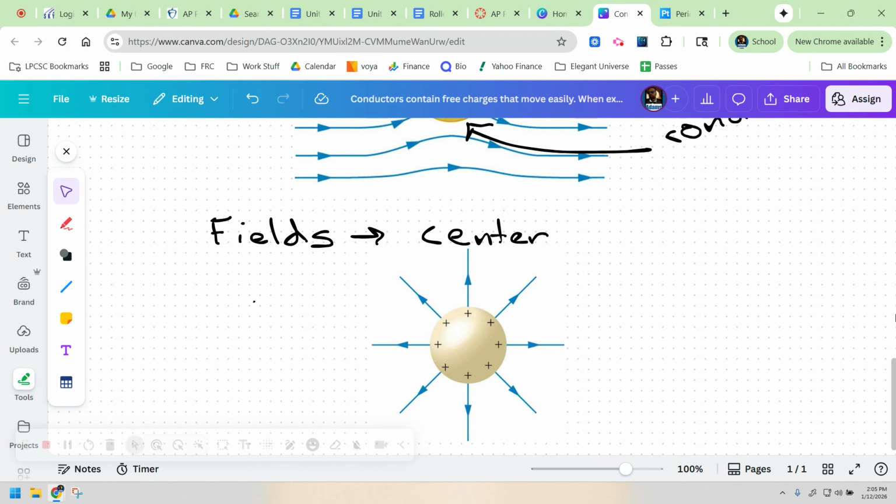Okay, and I'll give you a second to sketch that out. But outside of the conductor, the field is exactly the same as if the conductor were replaced by a center charge. And within the conductor, it's the same as the center. Okay.